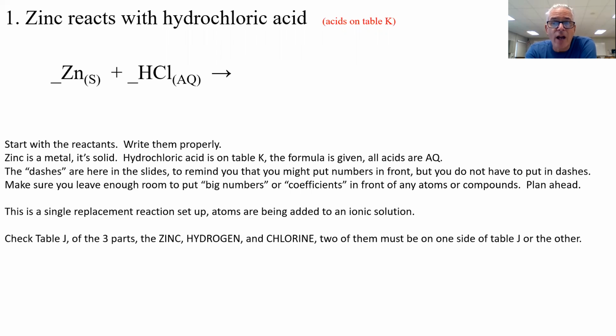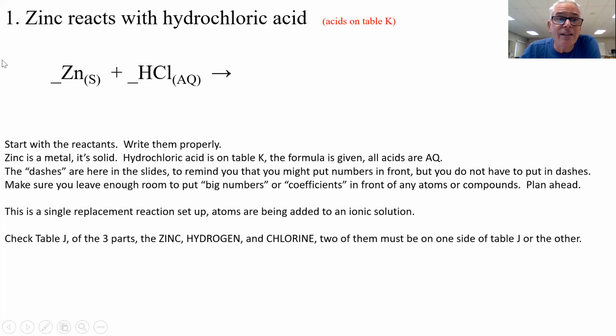You have to look at table J. Now, out of the 3 parts, zinc, hydrogen, and chlorine, 2 of those 3 parts are going to be on one side of table J or the other. Whichever one is higher goes into solution or stays in solution. Now, as it turns out, zinc and hydrogen are both on the left side. Hydrogen is not a metal. See at the very bottom of the table where it says hydrogen is not a metal, but hydrogen compounds can make acids, which can give you H+1 cations, just like the metals make positive cations. So the zinc will replace the hydrogen because zinc is higher on table J. Zinc is more reactive.